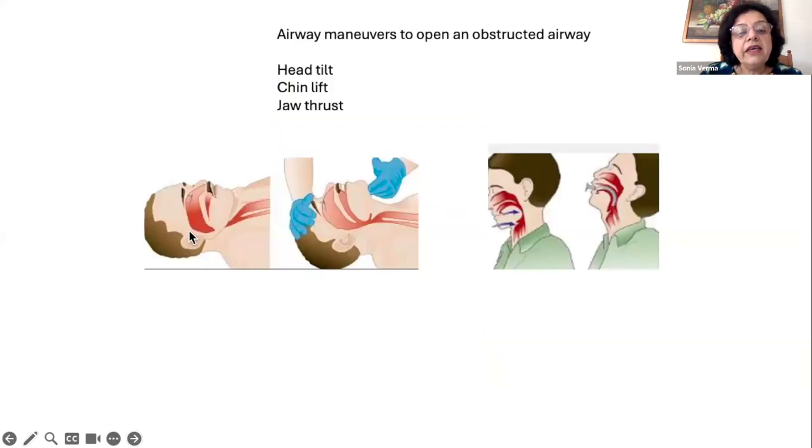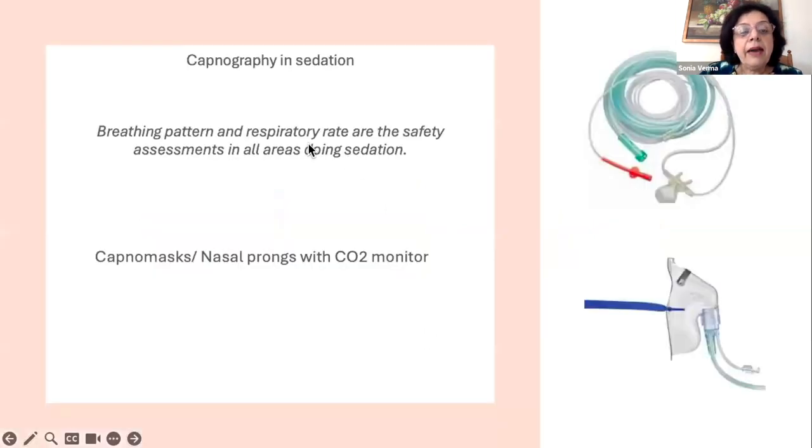The next thing I did was head tilt, chin lift, jaw thrust, and maybe even put in an airway if you need it. Capnography in sedation can be done with the help of a capnomask and nasal prongs, which are easily available in the hospital.